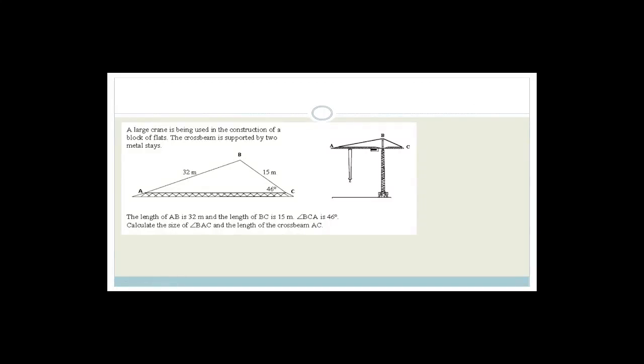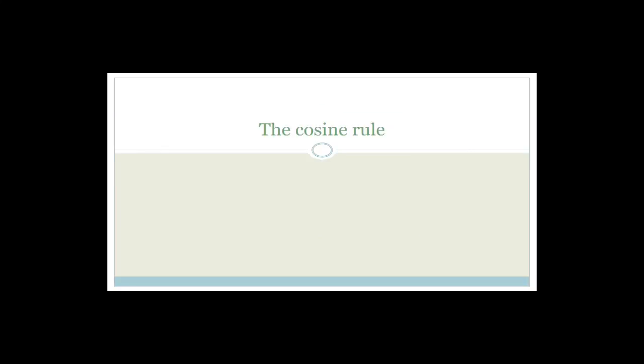Now, one last example. Actually, I'm not going to do this example because it's exactly the same as the previous one. So let's talk about the cosine rule. I want to go through the cosine rule with you and at least prove it to you today. And then we can actually look at using the cosine rule when you come and watch on Wednesday. Okay, so let's have a look at it.